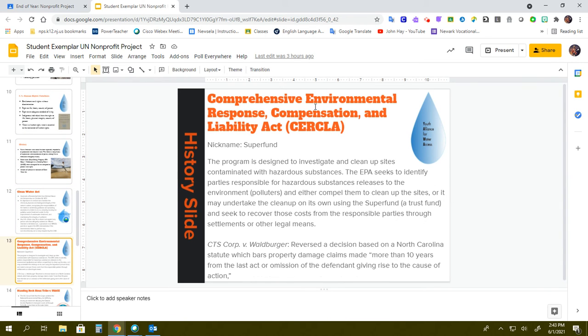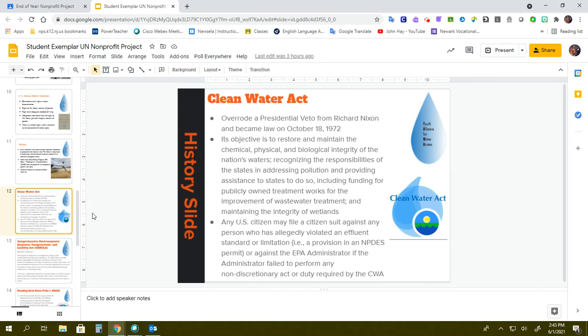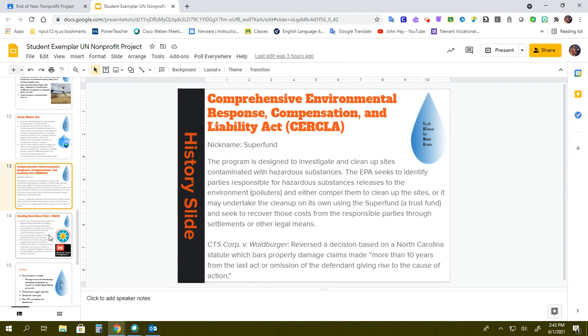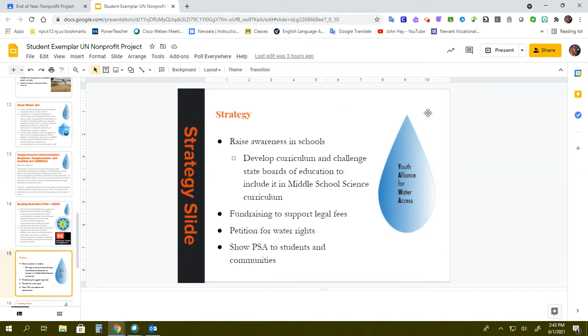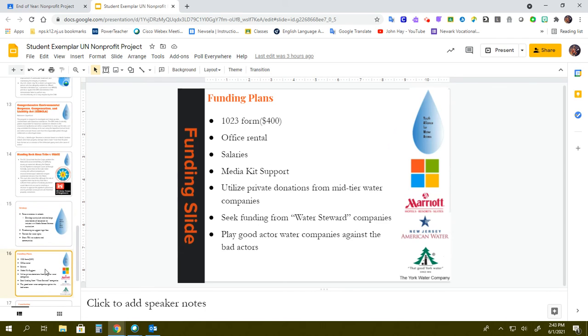And like they gave us the acts that were important, and then gave us a current court case that was very important to their conversation. You're then going to give me a strategy slide where you say what your organization is going to do, how they're going to do it. Then the funding slide, we already talked about this. I asked you, who's going to fund you? They said that they're going to get it from these sustainable organizations as well as mid-tier water companies.